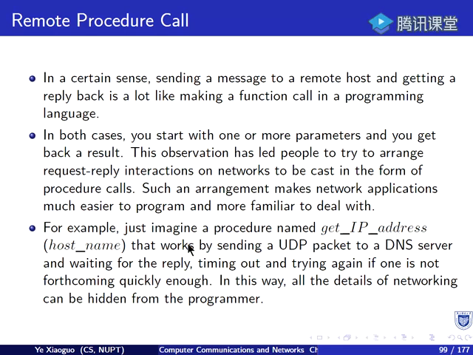For example, just imagine a procedure named get IP address, using host name as parameter, that works by sending a UDP packet to a DNS server and waiting for the reply, timing out and trying again if one is not forthcoming quickly enough. In this way, all the details of networking can be hidden from the programmer. So programmers can program networking applications easily with remote procedure call.